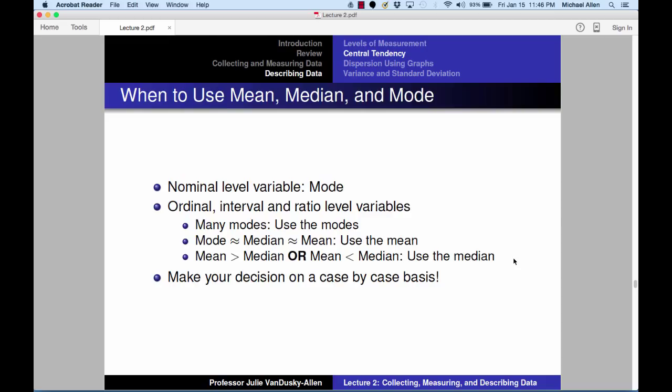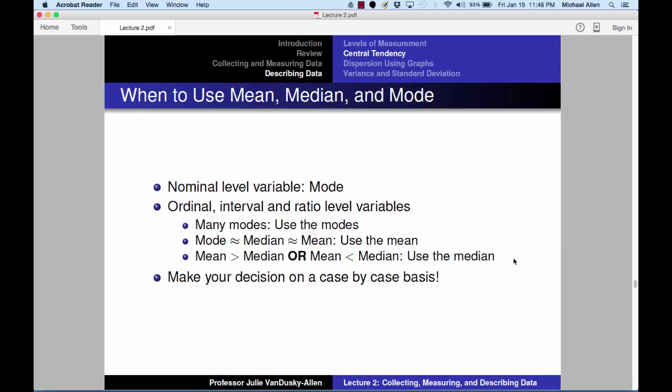With ordinal, interval, and ratio level variables, if the variable has multiple modes, like the Commonspace scores did, use the modes. It demonstrates that there is not one single typical case in the data. Instead, there are multiple typical cases in the data. If, on the other hand, the mode, median, and mean are about equal, just use the mean.